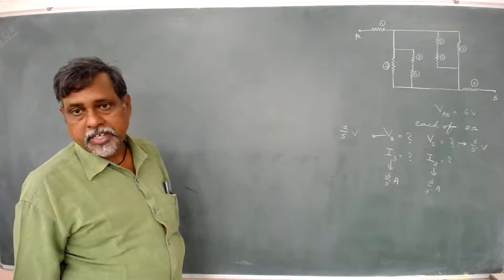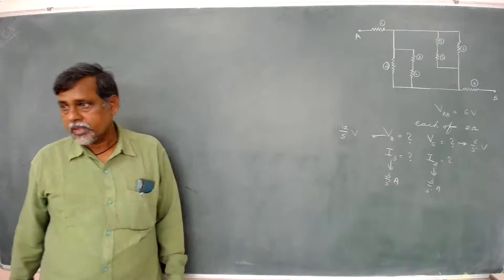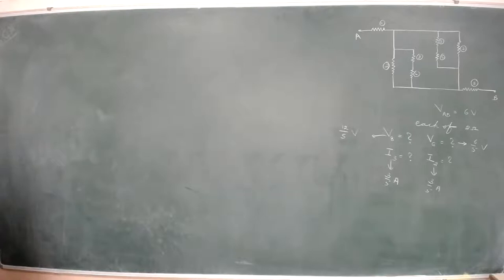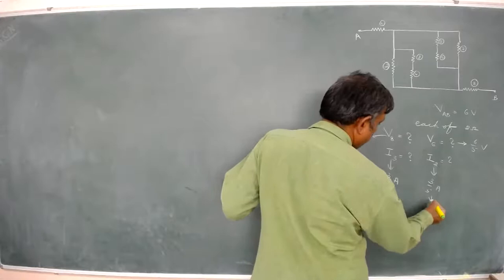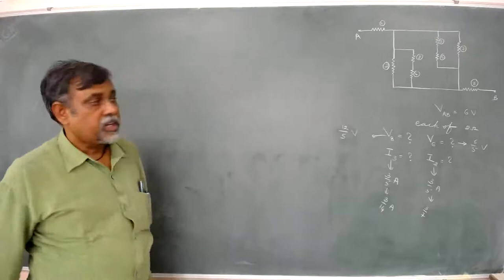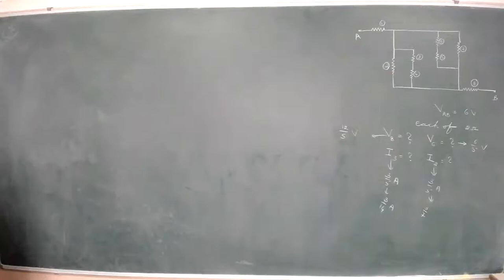Any more answers? Akhilesh. I3, 3 by 14. Okay, I3, one more value: 3 by 14. I2: 3 by 7. According to the nature of the network, I3, I2 should be the same. No, this should be different.